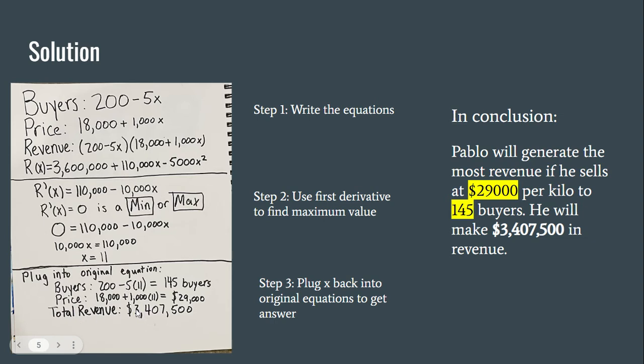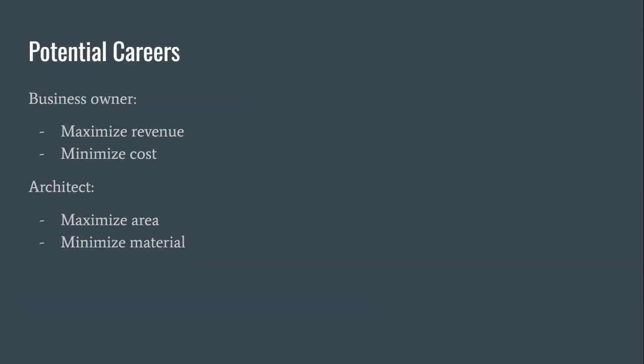And on the right-hand side, these are the values that I got. So what do these values mean? These values mean that Pablo will make the most money selling at $29,000 to 145 buyers, and the total amount of money he will make is $3,407,500. Obviously, drug dealing is not a legitimate career, and here are some real careers that utilize optimization.